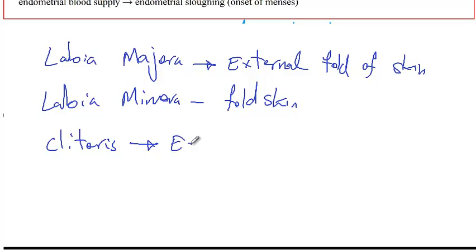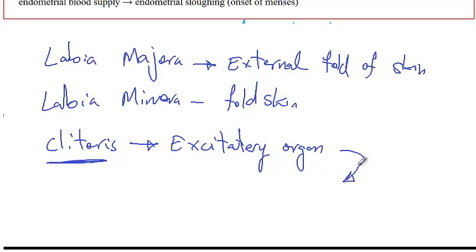which is an excitatory organ. And can you tell me what was the male's counterpart of the clitoris? The glans of the penis. So the clitoris is an excitatory organ that resembles the male glans of the penis. And this clitoris contains 2 columns of erectile tissue that's similar to the penis. It will engorge with blood during sexual stimulation.